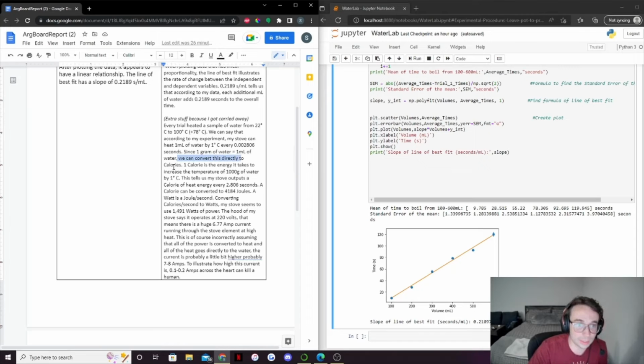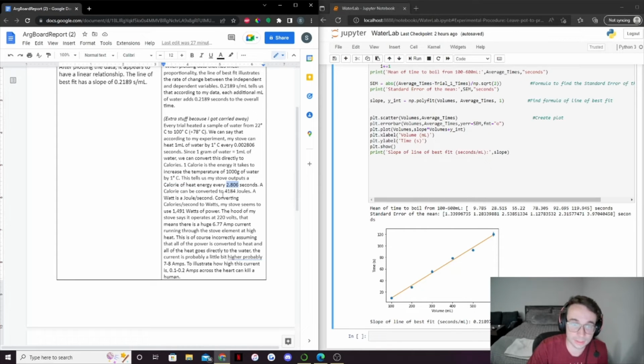We can convert this directly to calories, which is a unit of energy that y'all might be familiar with. Like if you eat food, it has calories or energy. 1 calorie is defined as the energy it takes to increase the temperature of 1,000 grams of water by 1 degree Celsius. And so since we can convert milliliters to grams, we could say that my stove outputs a calorie of heat energy every 2.806 seconds.